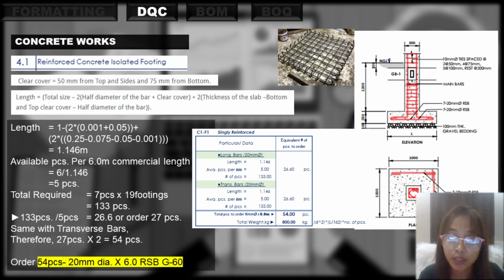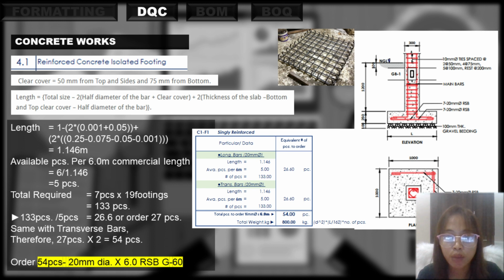20 divided by 2 is 10 mm, plus clear cover of 0.075 meter, and then 2 times the thickness of the slab, 0.25 meter, minus the top and bottom clear cover, which is 0.05 and 0.075 meters respectively, minus half diameter of RSB, which is 10. This will be equivalent to 1.146 meters.